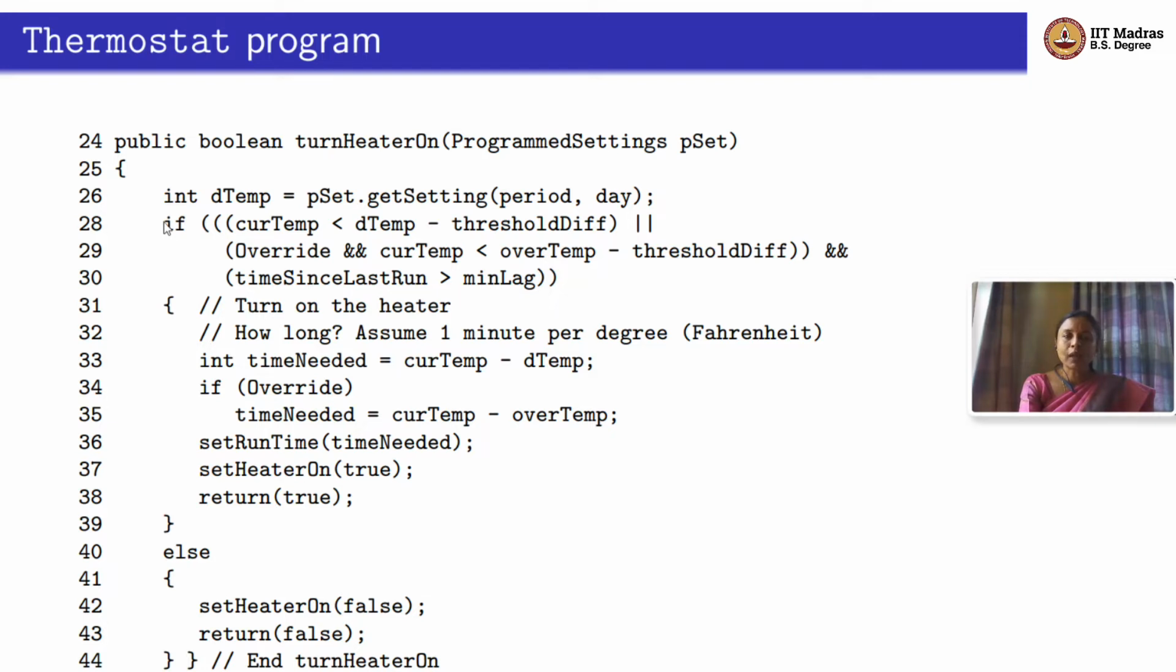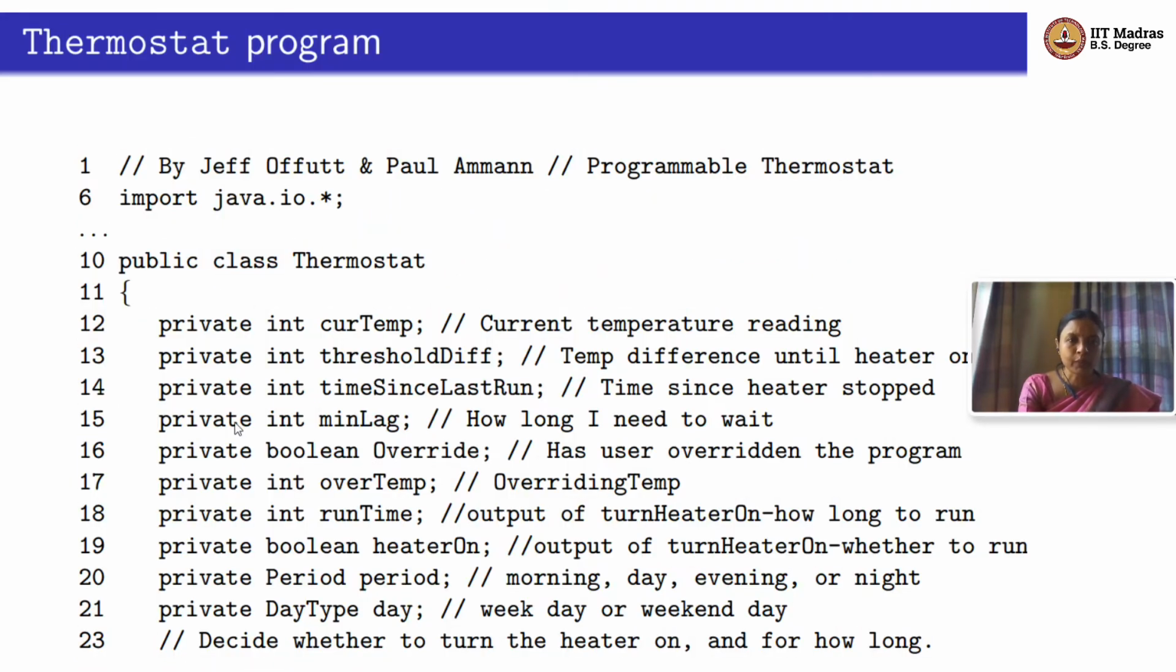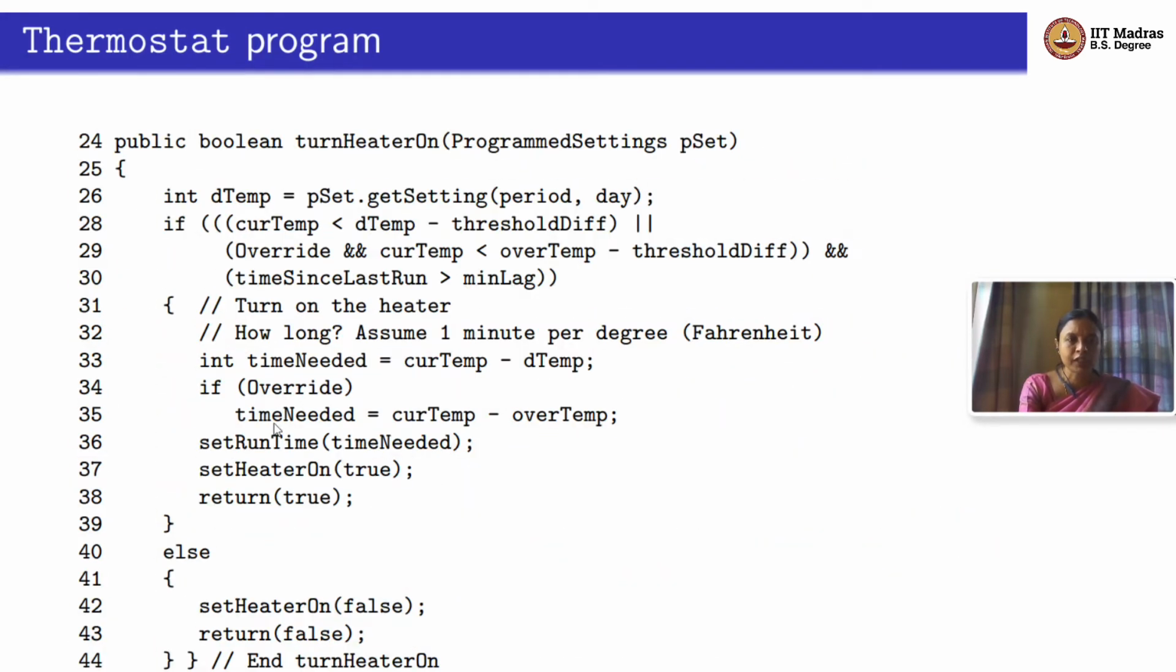And there is one decision statement here in line 28, which is this large decision statement. And if you carefully notice, there's one more here in line 34, which involves the single Boolean variable override. Remember, override was a Boolean variable. So the if statement in line 34 directly involves this override.